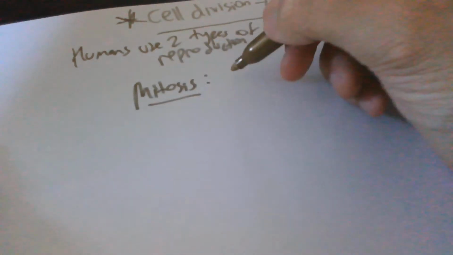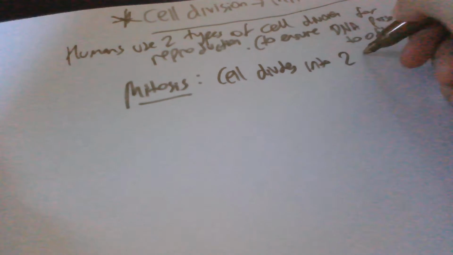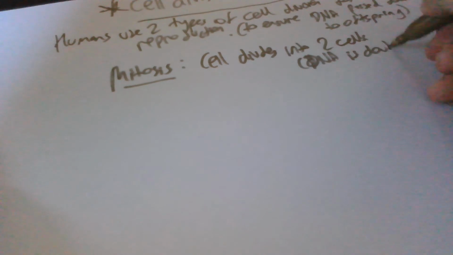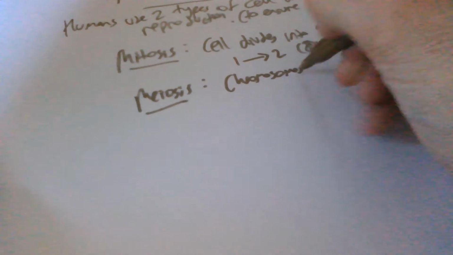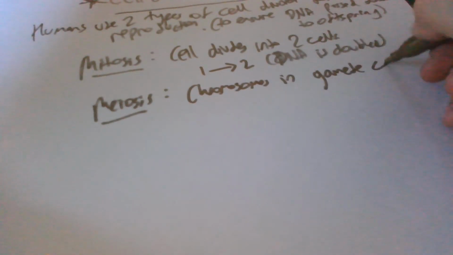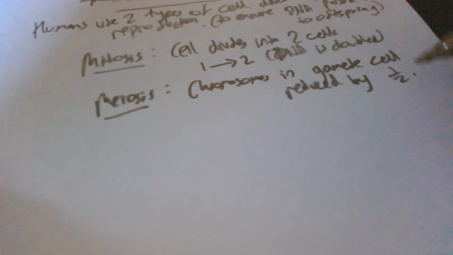Here they are, they're called mitosis. Okay, mitosis is where the cell doubles its DNA before dividing into two cells, okay? So a cell divides into two. Okay, DNA is doubled. So you start off with, let's say, one strand of DNA that becomes two. Whereas meiosis, the chromosomes in a gamete cell are reduced by half. And I'll explain all this with some diagrams to make it easier to understand.